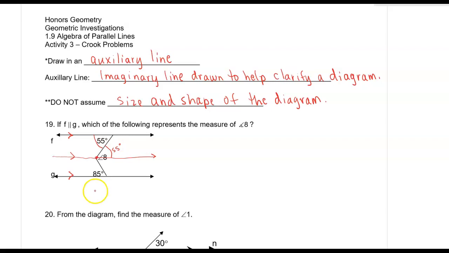I'm going to do that from the bottom now. The 85-degree angle that's down here is congruent to this alternate interior angle there, so that one is also 85 degrees. And then suddenly look what happens. Angle 8 is the sum of 55 and 85. So that's how we can get the measure of that angle.